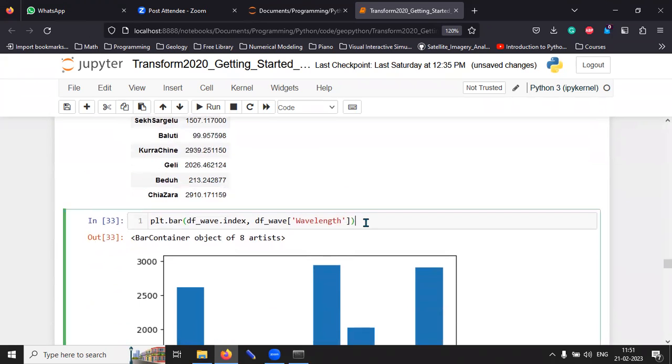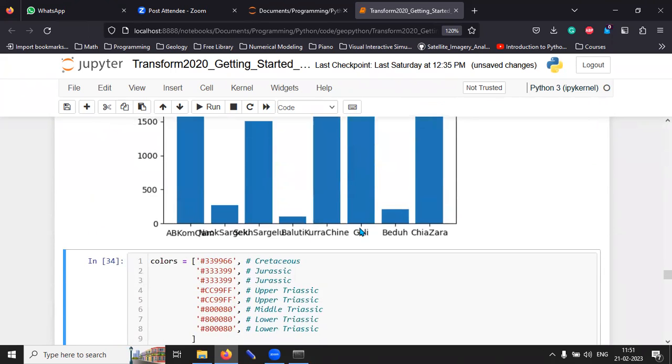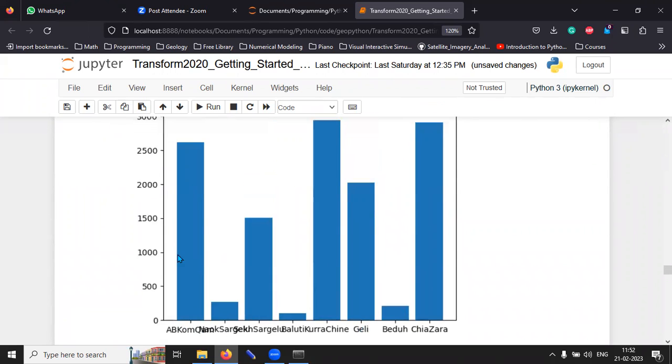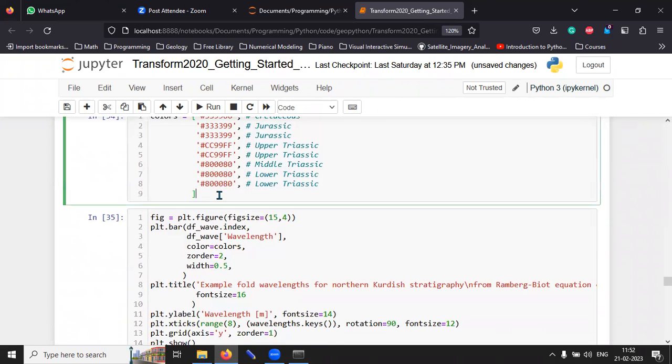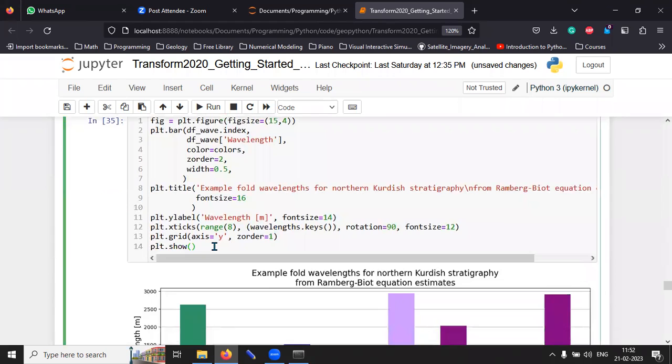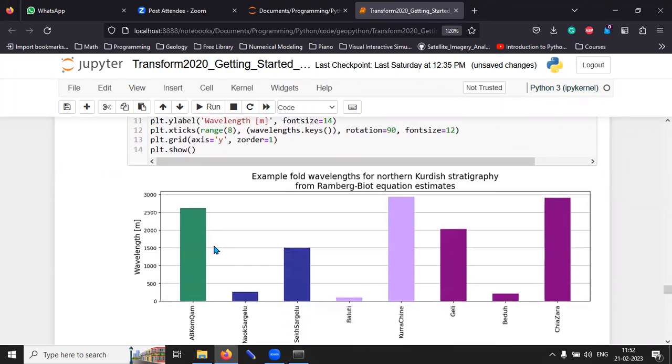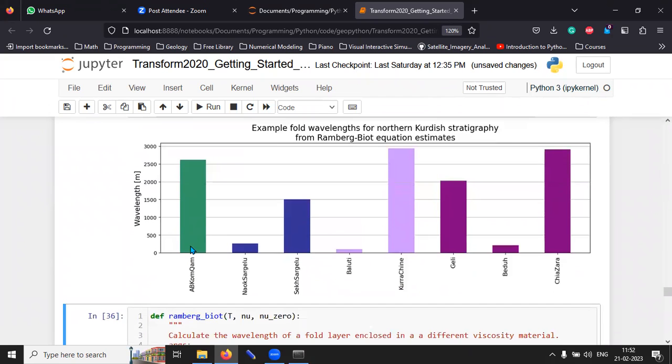Now what you can do is an analysis of the individual units and their wavelengths. Okay. Now we can give these stratigraphic units some color and make a nicer plot where you can see how different stratigraphic units have different wavelengths. Okay. Now you can look at the structural geology of an entire area and see which units influence what structure.